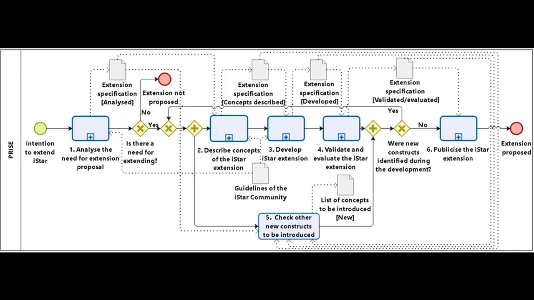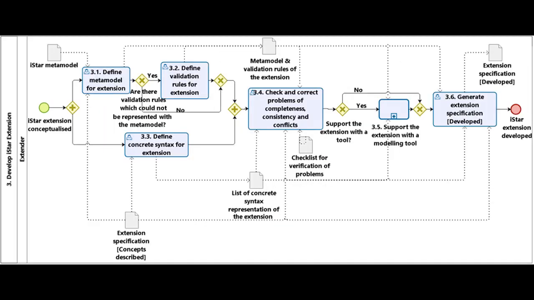Following, subprocess 3 starts the extension development. Subprocess 3 starts after the definition of the extension concepts. These concepts are introduced in the metamodel, and when necessary, validation rules are created. At the same time, the concrete syntax of the extension is defined. A checklist for verification of problems is used to verify completeness, consistency, and conflicts. This checklist will be presented next.